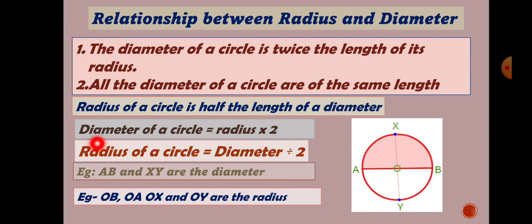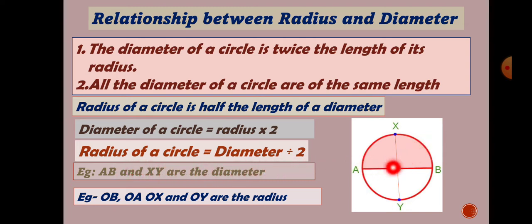Of diameter, how to find the radius. Diameter of a circle is equal to radius multiplied by 2. Then radius of a circle is equal to diameter divided by 2. Write on a different line, okay? Then here one figure is made of a circle. You have to make this figure, and then the example here is AB and XY are the diameter.